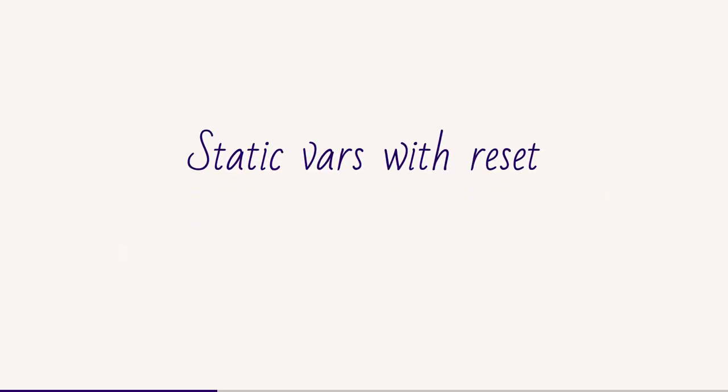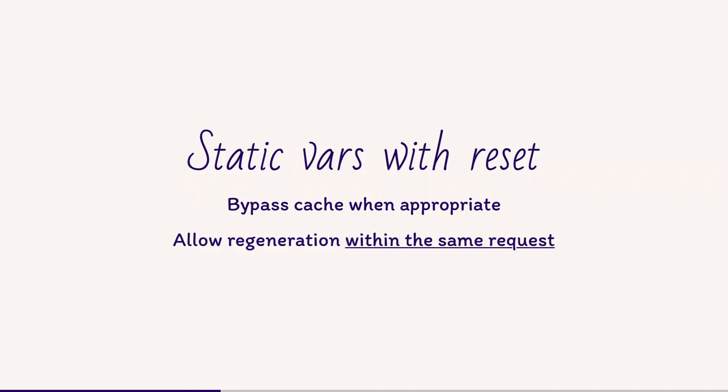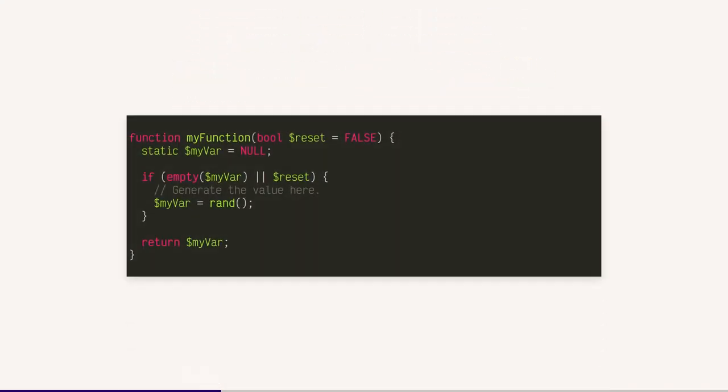Sometimes, though, you do want to actually reset it within the same request, and you want to bypass it where appropriate, or at least tell it, hey, I'm changing something, please regenerate the values. So how do you do that? It's actually really easy. You add a Boolean parameter to the function, and then it's not just if empty, it's also or reset.